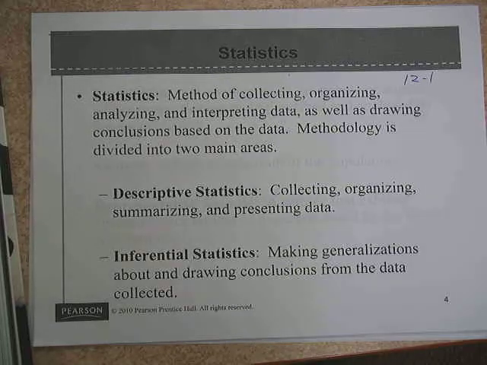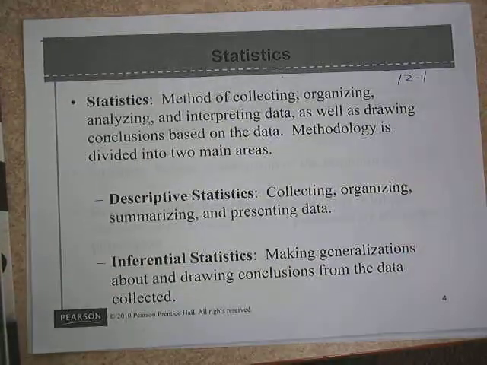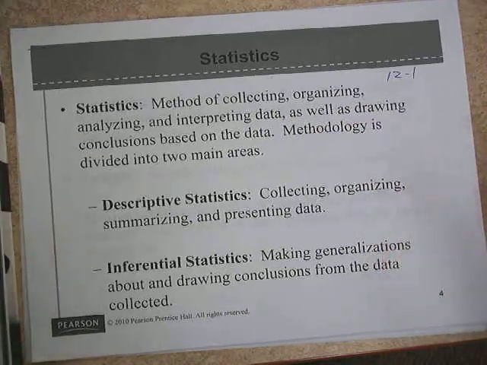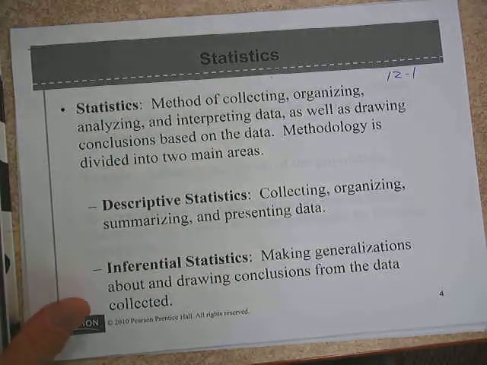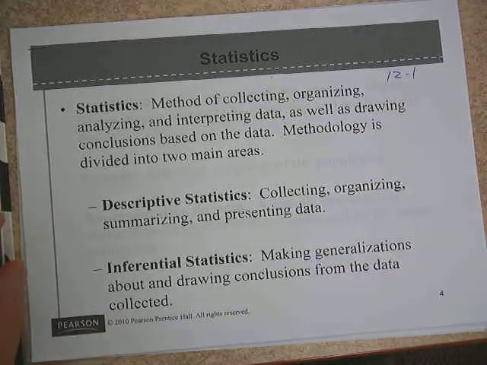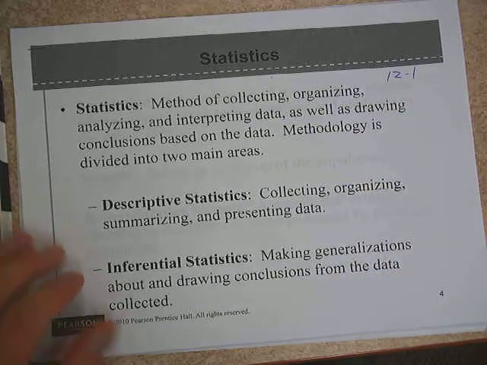In Chapter 12, we're going to be working on our study of statistics. I got a few vocabulary words here for us to start with. Ultimately, the definition of statistics is just collecting, organizing, analyzing, and interpreting data, as well as drawing conclusions based on that data. Ultimately, we can divide it into two different types of statistics, two main areas.